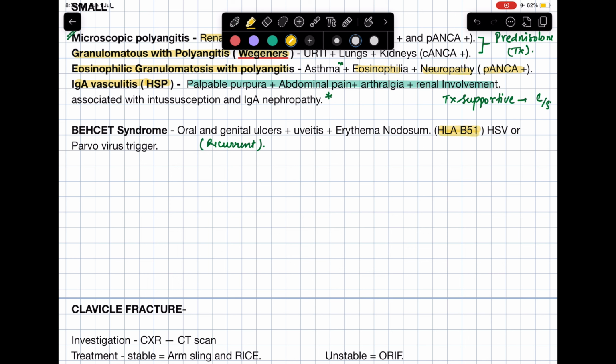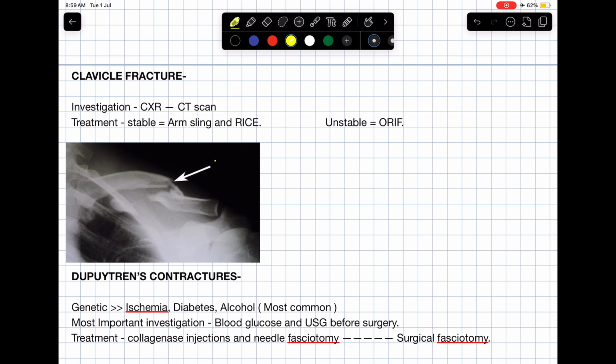and mostly it is associated with HLA-B51. These features you have to remember in order to complete vasculitis, and mostly they are asking questions about the important words that I have told you in this section. Just make sure that you are able to catch those phrases in the question stem, and then you will be sorted for vasculitis. Next is clavicular fracture.